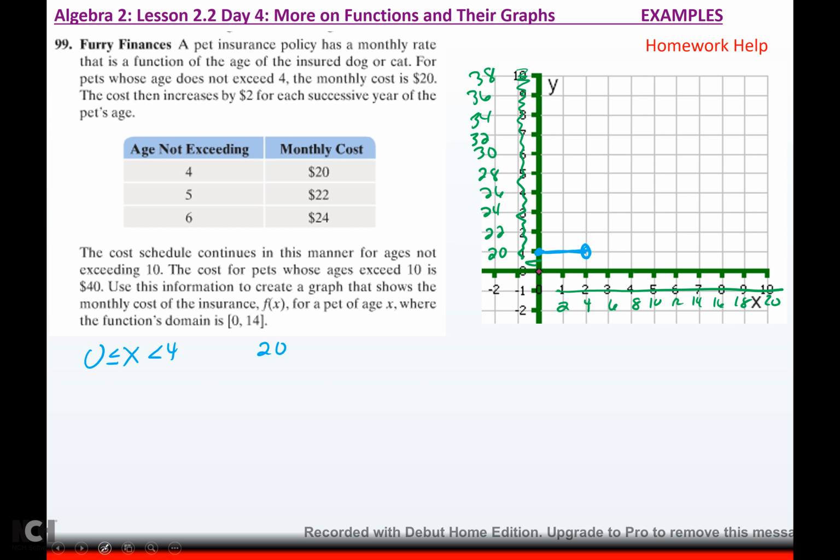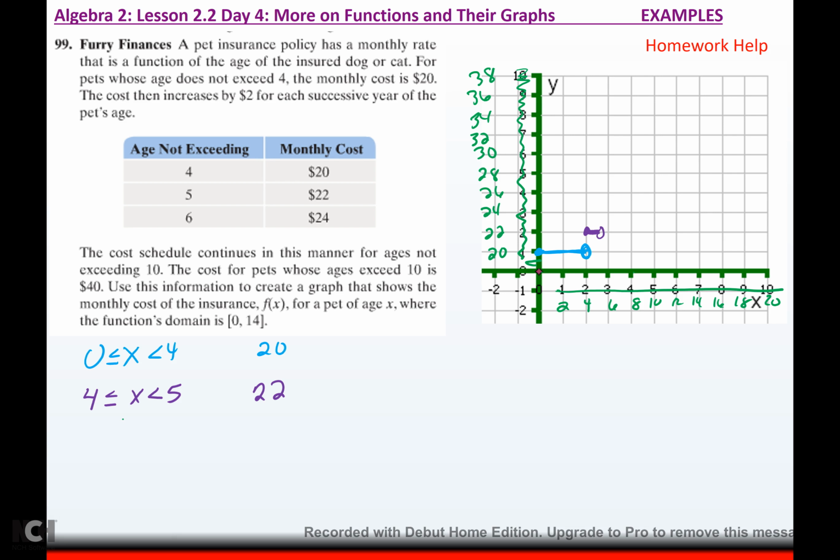Okay, so let's switch colors. Now, if your pet is between 4 and 5, and it can be equal to 4, but it can't be equal to 5 because it can't exceed 5, then your cost goes up to 22. So from 4 to 5, it's $22. This one would be closed. This one would be open. Okay.